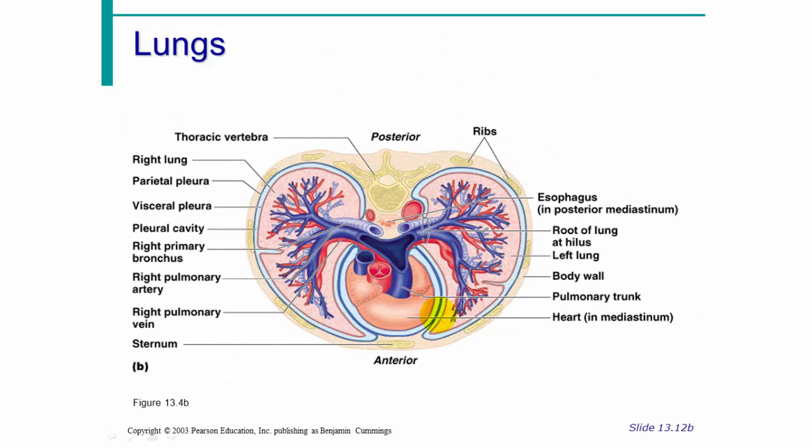Let's take a look at the lungs again. And this is actually a transverse section. So we're looking down into the thoracic cavity. You'll notice here's anterior, here's the posterior part. There's one area here which is called the root of the lung. The root of the lung is where blood vessels and the bronchus enter the lung. I think of it as the root of a plant. The root of the lung plunges in again through the hilus. But one thing you'll notice here is here's the heart. Remember, the heart is in the mediastinum, and the lungs are in the pleural cavity.